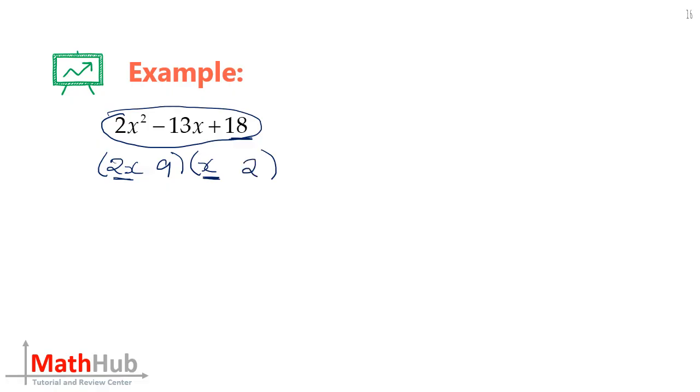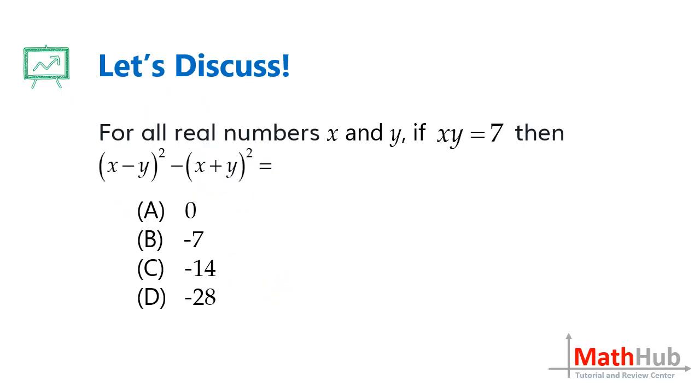And since I will be checking the OI, and that's 18, I will make them both negative, so that my outer and inner terms will be negative. So I'll check my inner term, negative 9x. Oops, I'm sorry, this is negative 2. 2x times negative 2, negative 4x. Let me just rewrite this. That's negative. Great, I got it on my first try. So that's negative 13x, which is correct. So therefore, that's the factorization: 2x minus 9 times x minus 2.